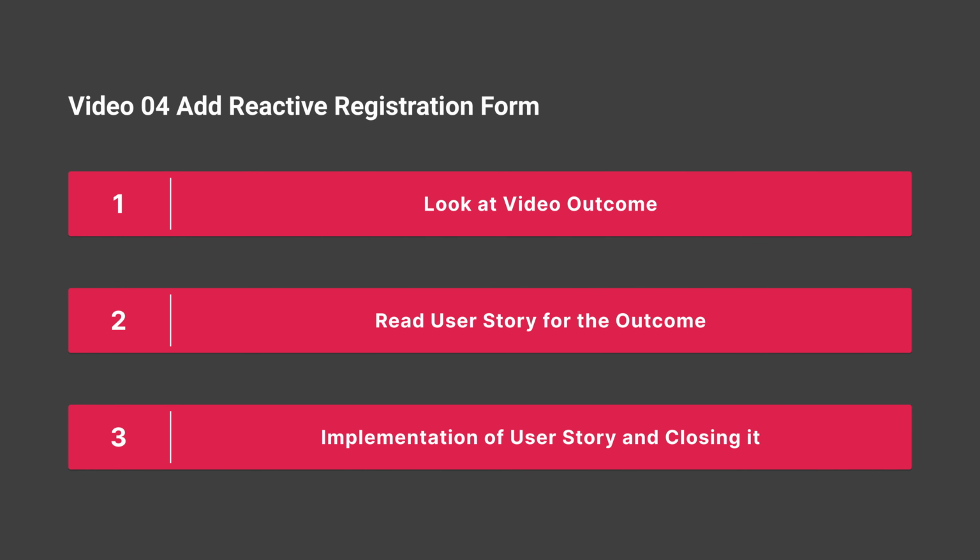Here our structure for video number 4 is as always. First we have a look at our video outcome, then we read our user story, and then we implement the story, close it, and commit all the changes. Let's have a quick overview of what we are doing in this video.